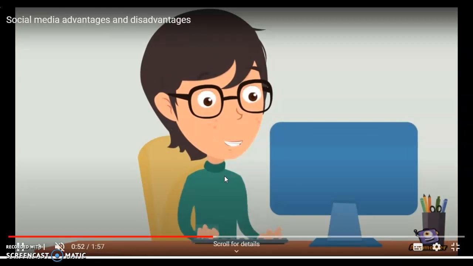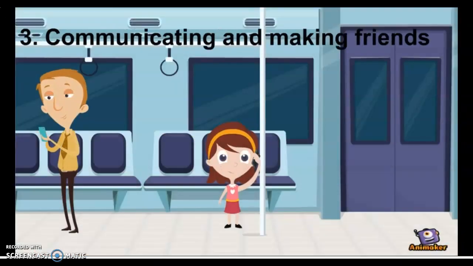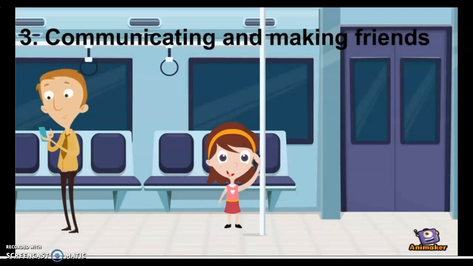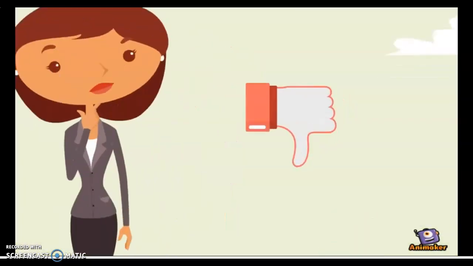The third advantage is communicating and making friends. As you are able to see over here, we are just a click away from sending a request to any other person. If the person accepts our request, we will be in a position to chat with that particular person.